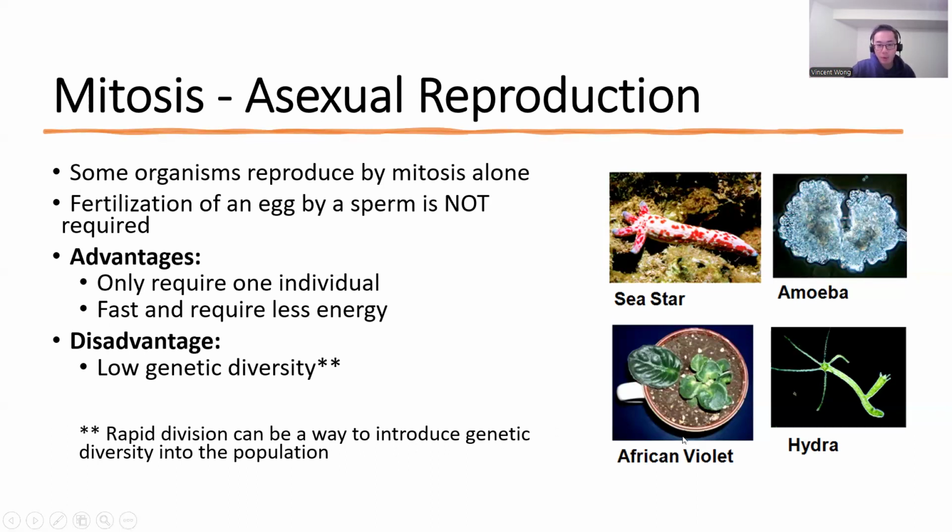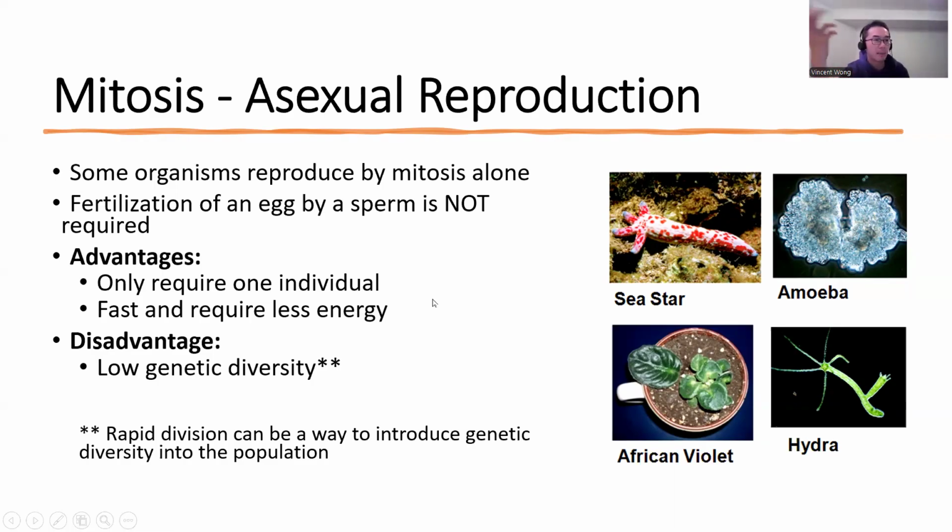Plants can reproduce asexually. If you have any plants at home, you can just break off a bit of it and give it to your friends, and they could grow a whole plant from it. Like I have a lot of these aloe vera plants, and I keep giving them to people, but it just keeps on growing and growing. So it's a great way to pass it along. It's fast and it requires less energy.